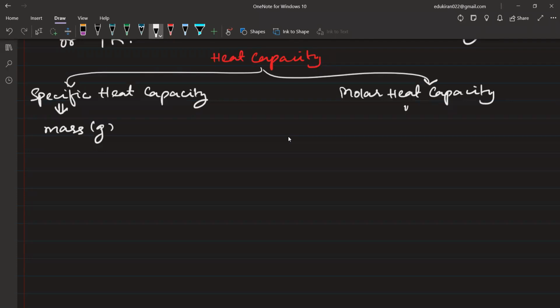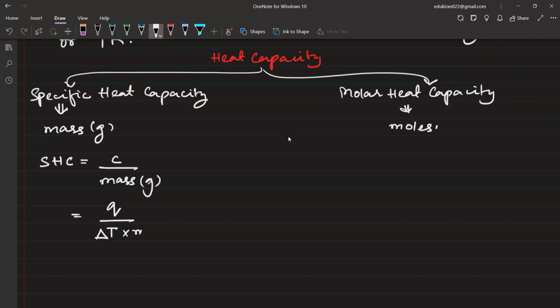Molar heat capacity takes the number of moles as constant. Now this specific heat capacity is equal to whatever heat capacity you have measured, the amount of heat for changing the temperature by 1 degree, and you divide it by the mass in grams. So C is equal to Q upon delta T into mass in grams. This is the standard heat capacity.